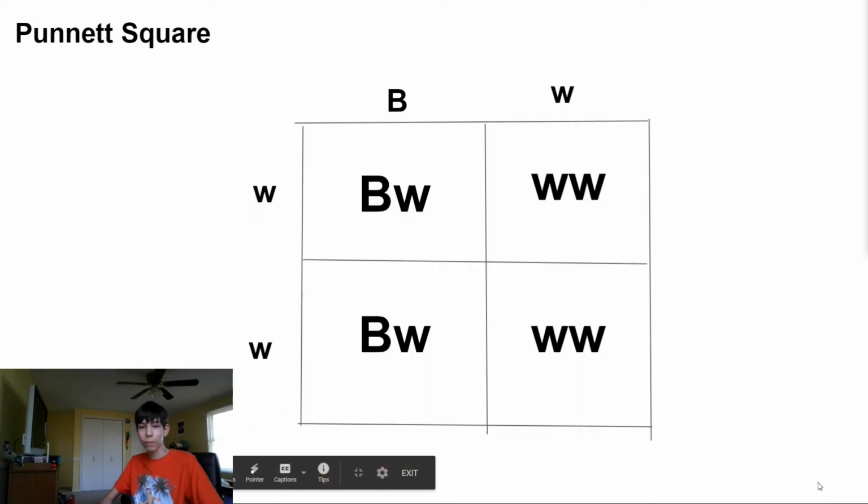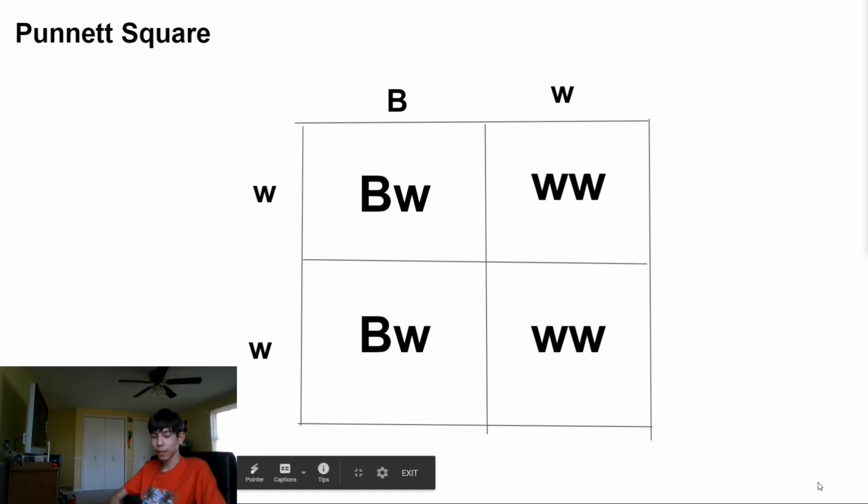A Punnett square, that combination would look like this. Notice that the black allele is dominant and that the white alleles are recessive. Here you can really see that it's 50-50. That one child would be brown or black and that the other one would be white. And that's my understanding of all we learned in Unit 2. Thank you.